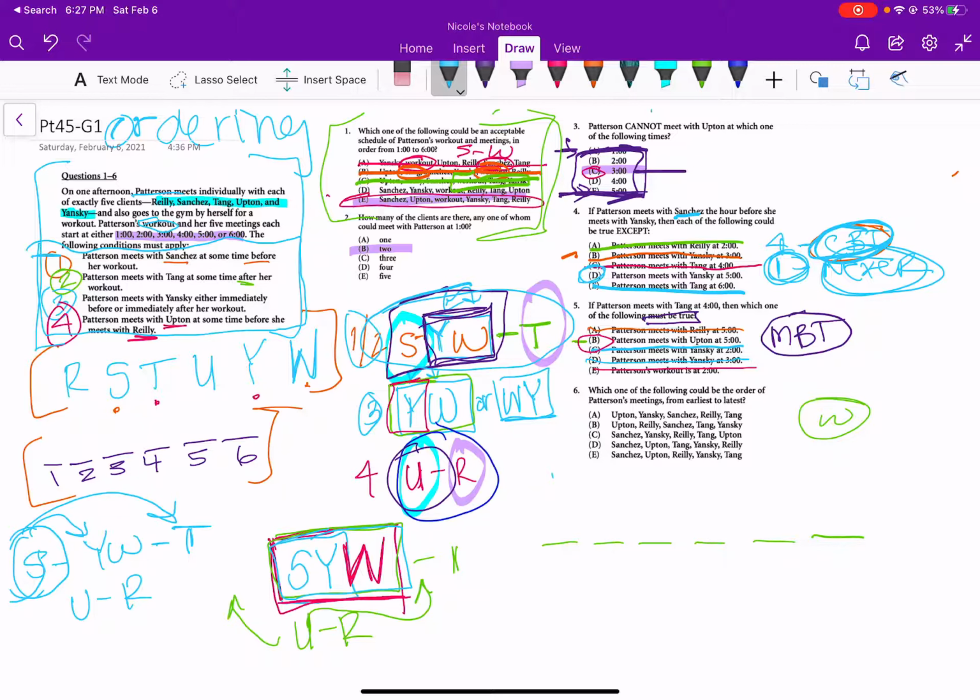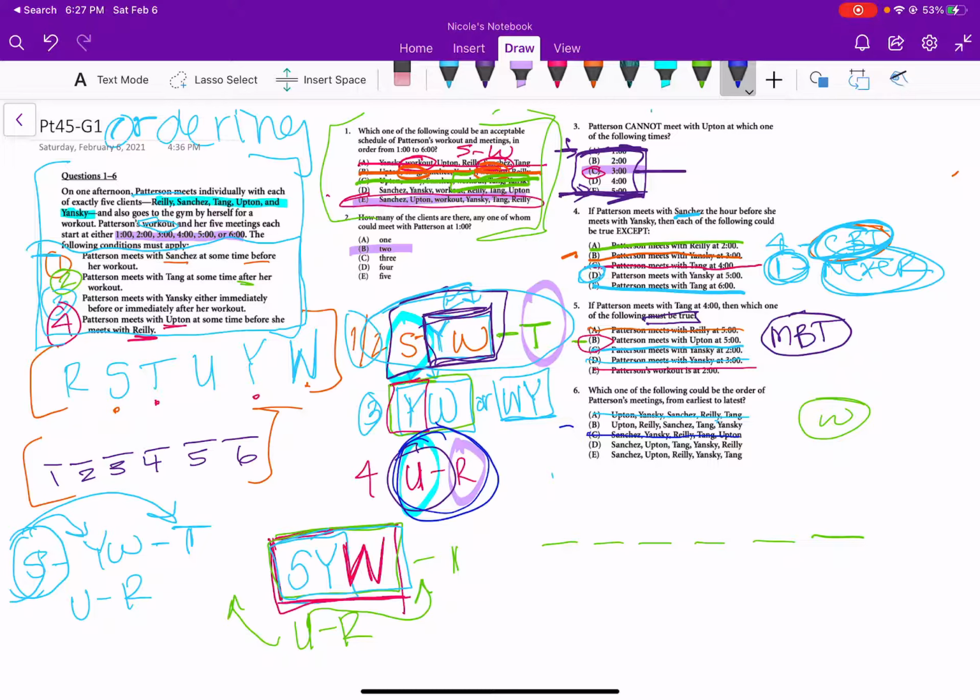So in 1, S is not before Y, so it's wrong. 2, S is before Y and T, so that one's okay so far. And then it's also okay in the rest because it has S in the first place. Another really easy rule to check is U before R. So it's okay in B, but it's not okay in C, so I'm going to cross it off. It's okay in D, and it's okay in E.